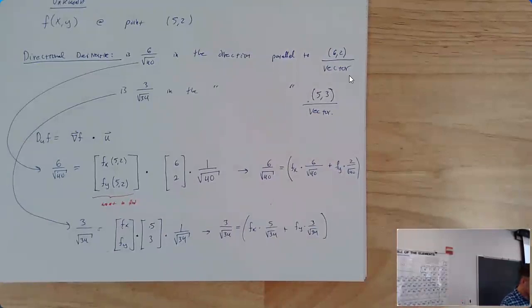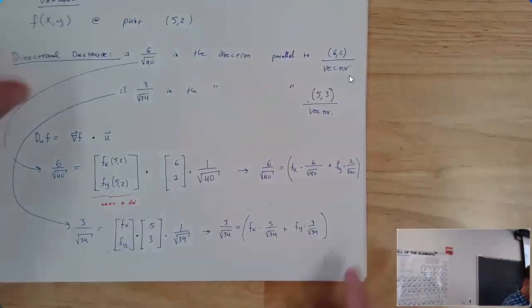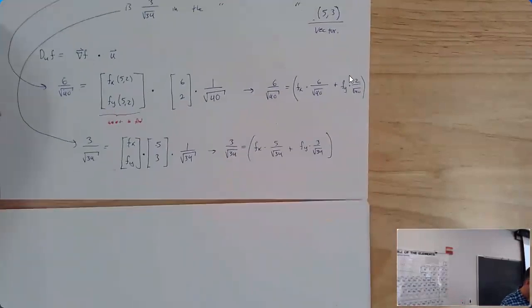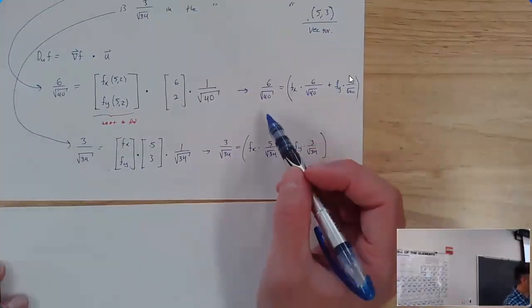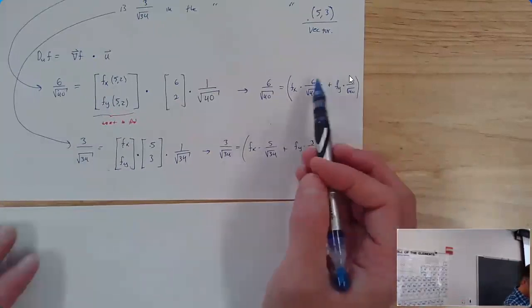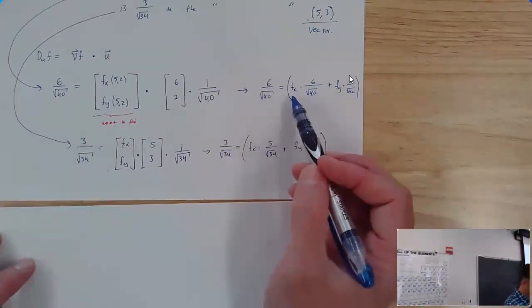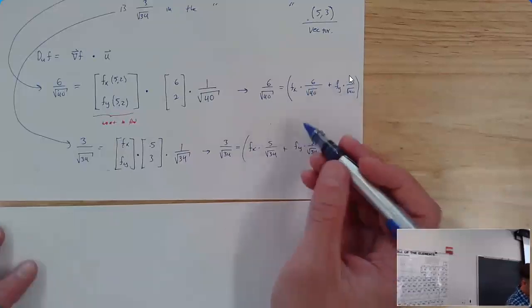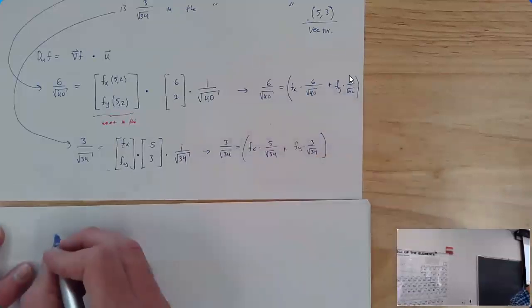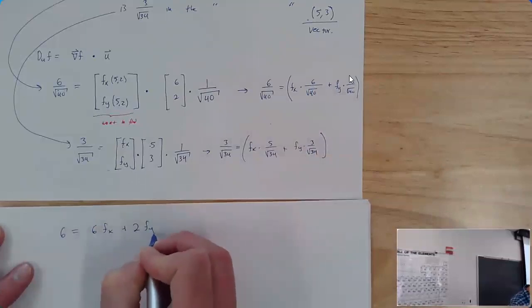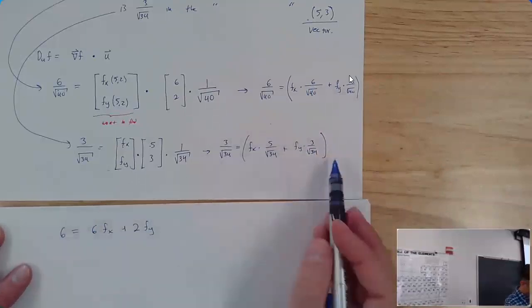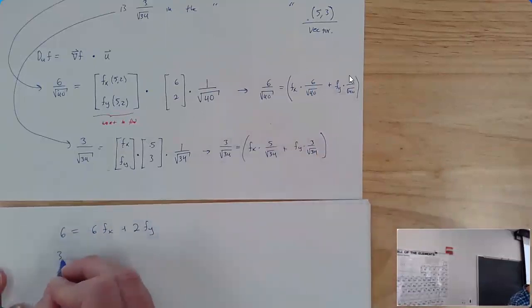I feel like these are not going to come out very nice. I think it might be the other way. Well, let's go ahead and solve this. So actually, first of all, looking at both these equations, we can totally multiply both sides by their denominators. So instead of saying 6 over this equals fx times 6 over that plus fy times 2 over that, let's just multiply everything by root 40 and say we've got 6 equal to 6fx plus 2fy. And same deal here, multiplying everything by root 34, we've got 3 equal to 5fx plus 3fy.